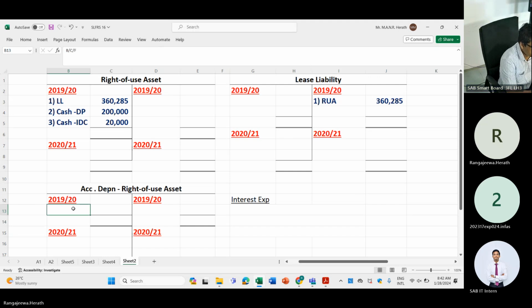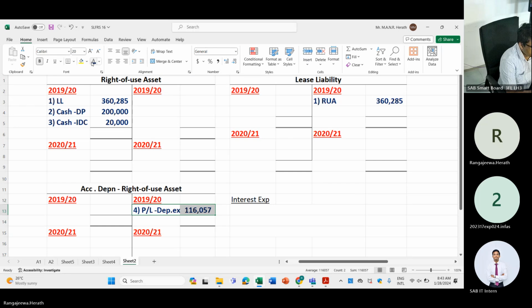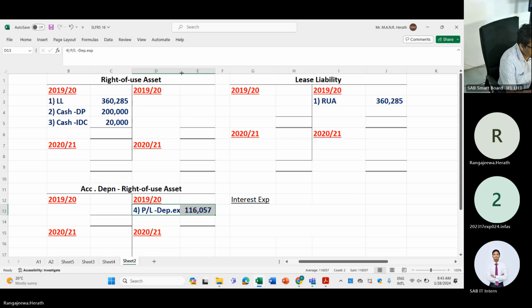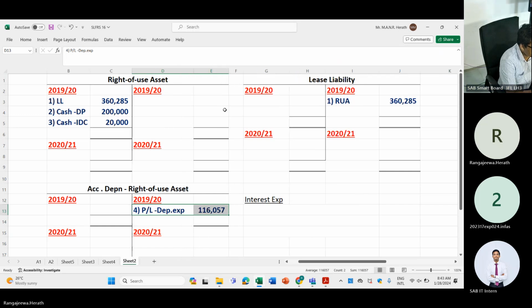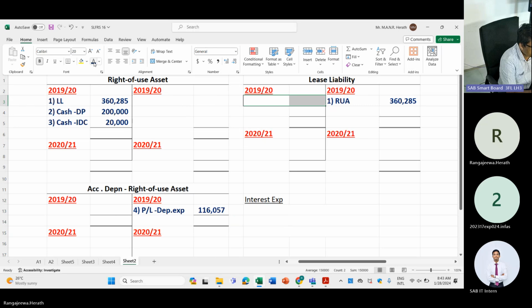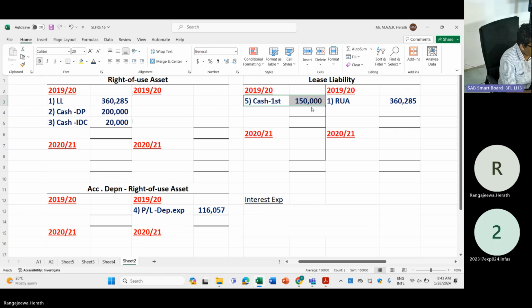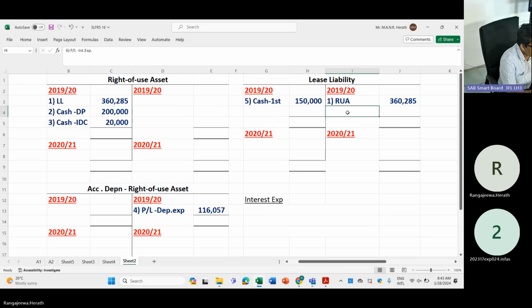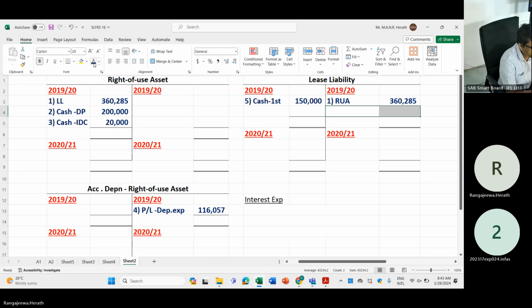Then the depreciation for the year: credit accumulated depreciation on right of use asset, debit P&L expense. Then the repayment of lease liability, annual lease rental 150,000. The first installment we pay 150,000. This includes interest. Interest is 12%, so opening balance into 12% is 43,234.